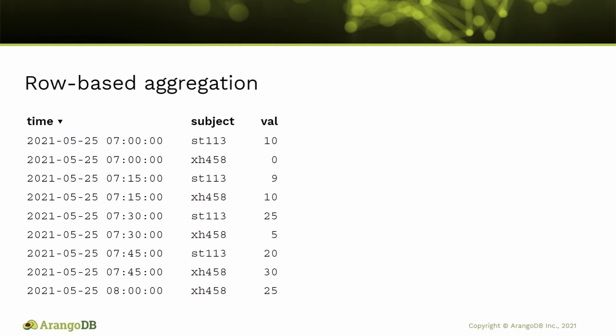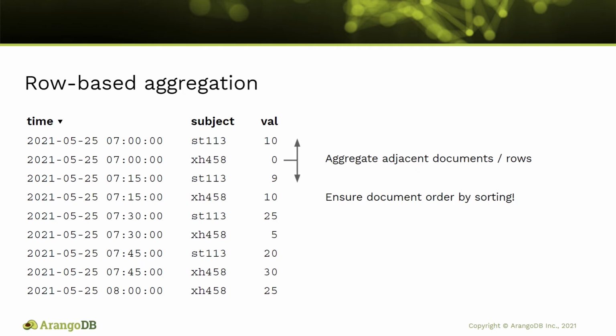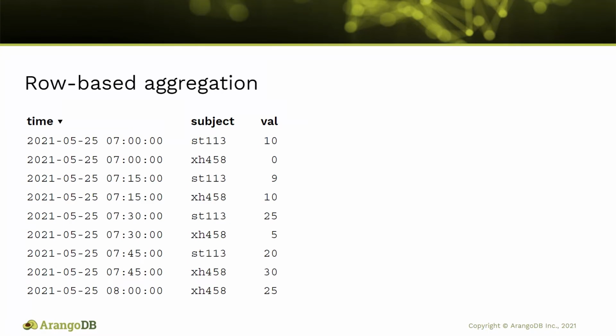Now, in row-based aggregation, we want to aggregate adjacent documents or rows, and we should ensure that there's some order before we do the aggregation, otherwise it will be somewhat random. Here, the documents are sorted by time. Here is a visual example.